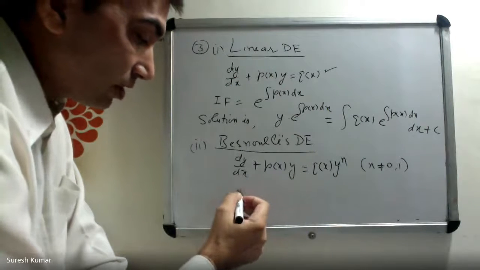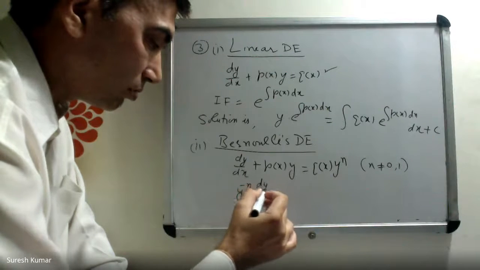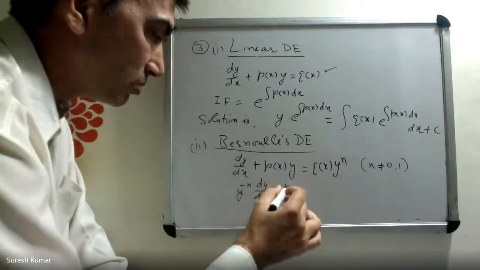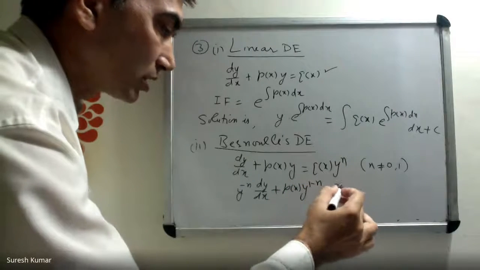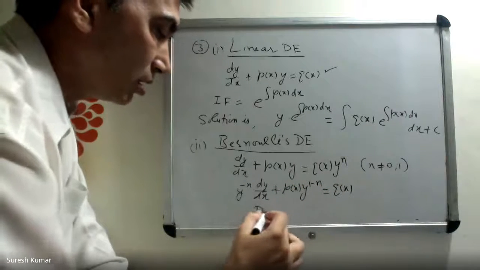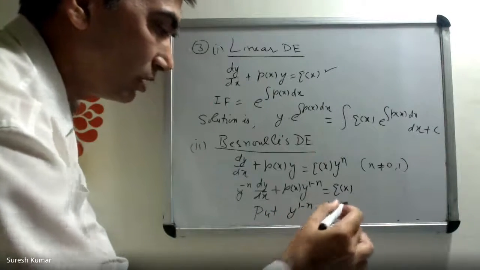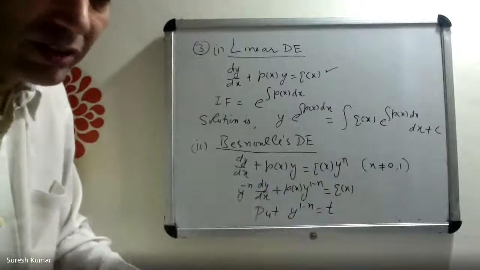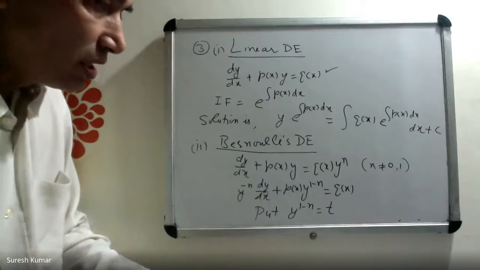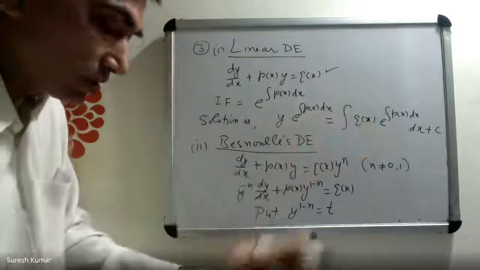Divide both sides by y^n. What do you get? y^(−n) dy/dx + P(x)y^(1−n) = Q(x). And then put y^(1−n) equal to some variable t. Once you do this substitution and simplify it further, you will see that it becomes a linear differential equation that you can solve by using this formula.